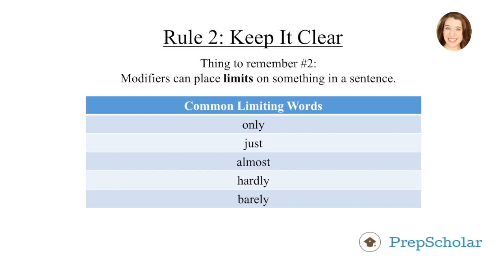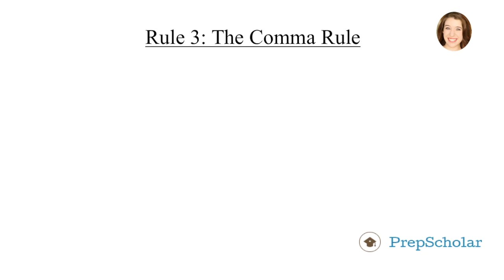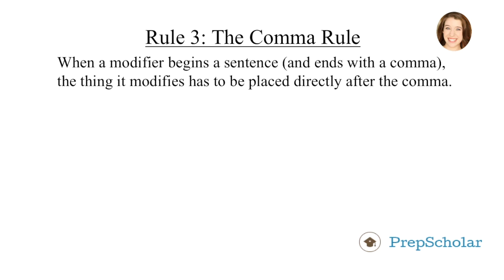It's time to look at our final rule for dealing with modifiers. Rule number 3, the comma rule. What's that? Well, the comma rule says that when a modifier begins a sentence and ends with a comma, the thing it modifies has to be placed directly after the comma. Let's see how this works with an example.